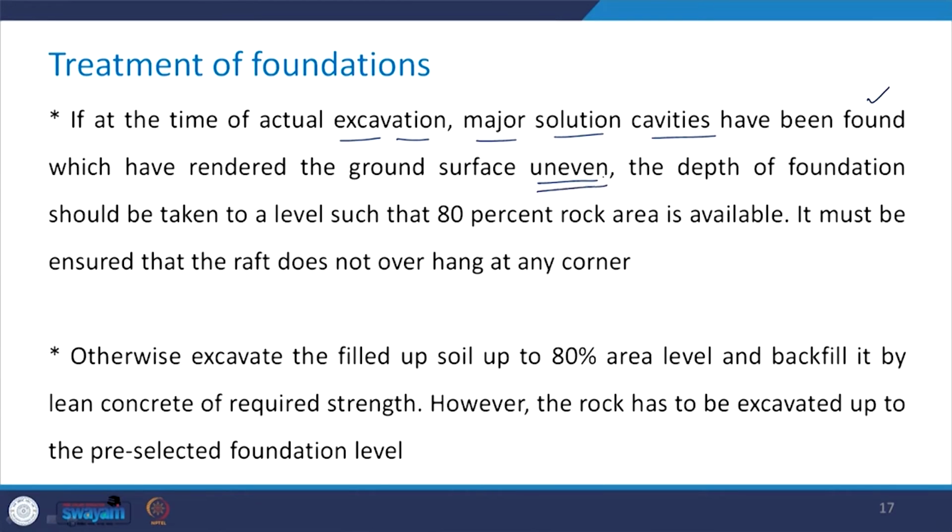then the depth of the foundation should be taken to such a level where 80% rock area is available. This means that at the base of the foundation, 80% should be in contact with the rock. Further, it must be ensured that the raft does not overhang at any corner. That means support is available at all the corners of the raft.